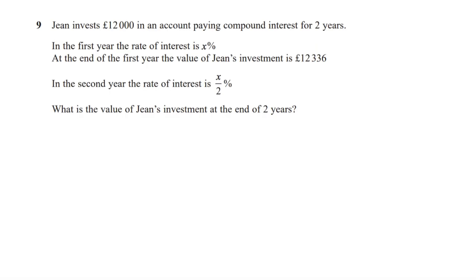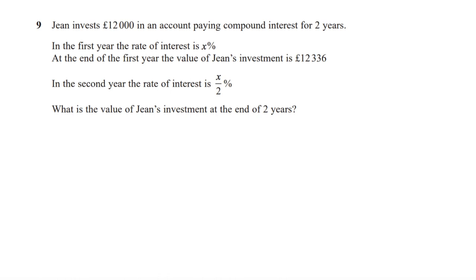Question 9. Jean invests £12,000 in an account paying compound interest for 2 years. In the first year, the rate of interest is X percent. At the end of the first year, the value of Jean's investment is £12,336. In the second year, the rate of interest is X over 2 percent. What is the value of Jean's investment at the end of 2 years?